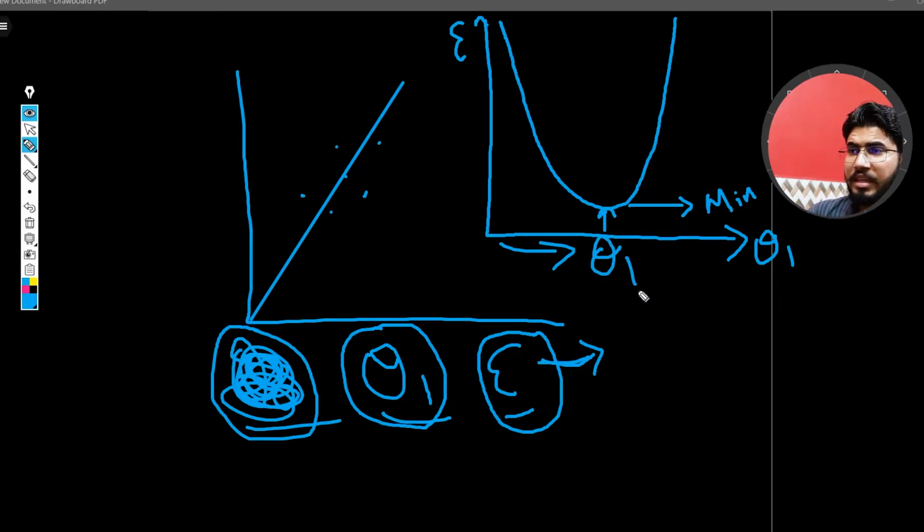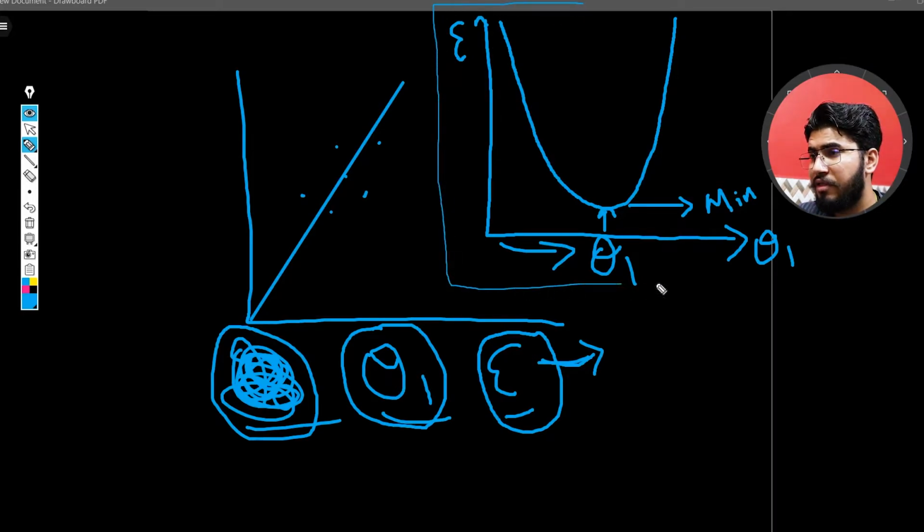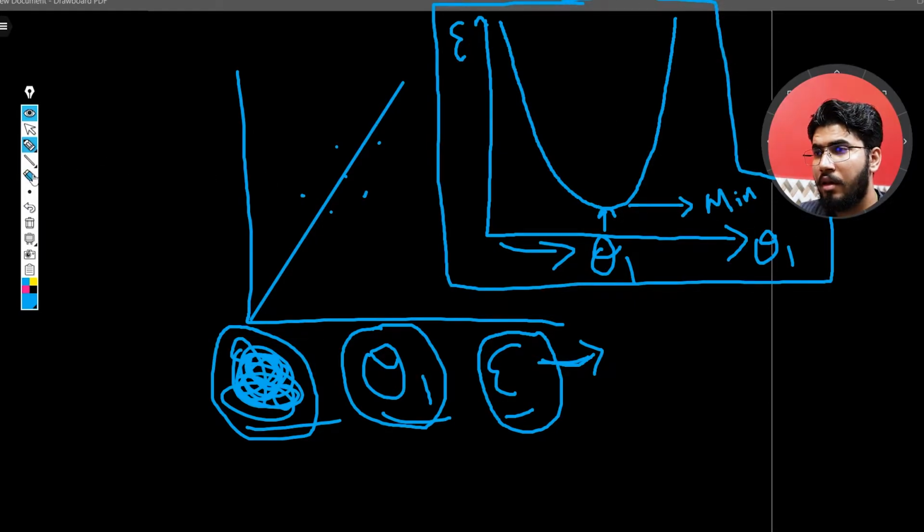Now you must be thinking that okay, we have the error, we have theta 1 and theta 0, but how are we going to update our theta 0 and theta 1 based on this error? First of all, I will tell you about that. But first we need to prove this point, that we have this kind of graph when we plot between error and theta 1. So let's talk about that first, and after that I'm going to explain how you can update theta 0 and theta 1 on the basis of error.